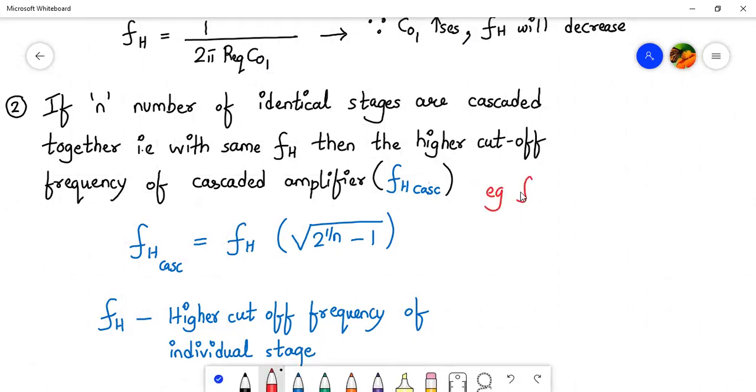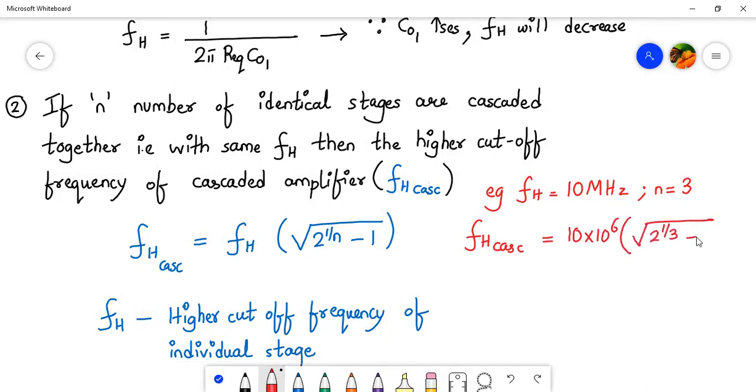For example, let's consider the FH value of an individual stage to be around 10 megahertz, and the number of stages to be 3. How do you calculate FH of the overall cascade stage? FH of cascade will be equal to 10 into 10 raised to 6 into the square root of 2 raised to 1 by 3, minus 1. Let's see how it will be. Let's calculate again.